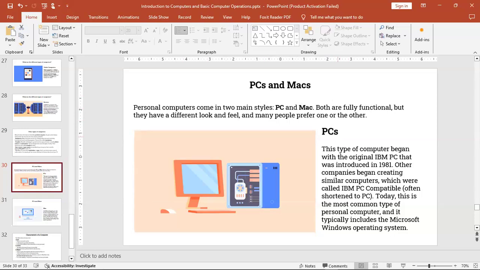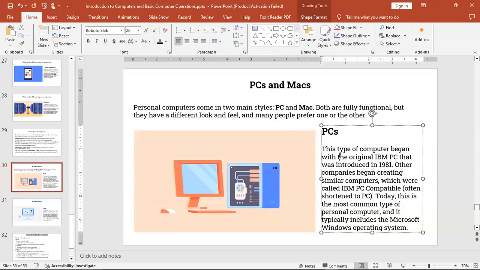So what is a PC? That is personal computer. This type of computer began with the original IBM PC that was introduced in 1981. Other companies began creating similar computers, which were called IBM PC compatibles, often shortened to PCs. Today, this is the most common type of personal computer, and it typically includes the Microsoft Windows operating system.